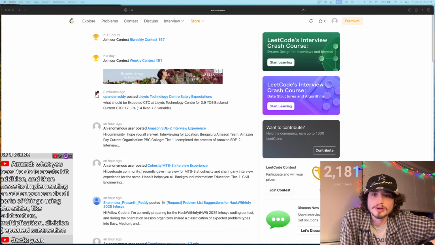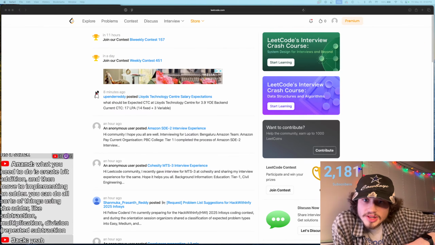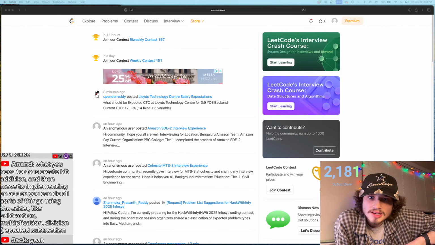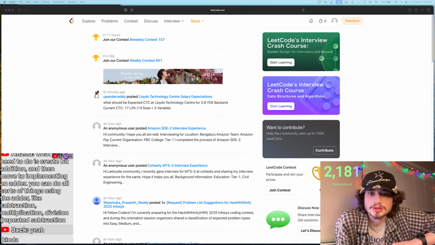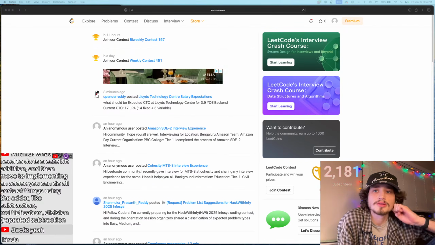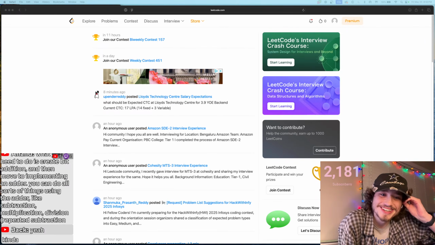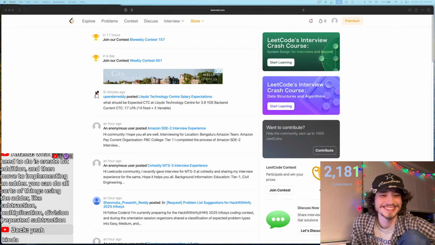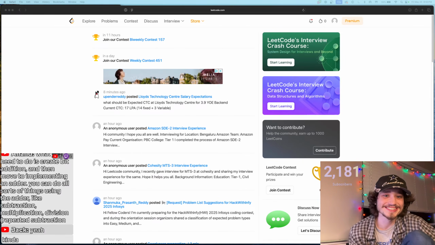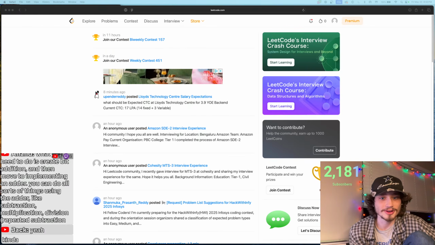What you need to do is create bit addition and then move to implementing an adder. You can do all sorts of things using the adder, like subtraction, multiplication, division, repeated subtraction. Interesting. This sounds really interesting. How do people figure this stuff out, dude? Making rocks talk? Isn't that crazy? That's really cool. People are so smart, dude. How do they figure that out?